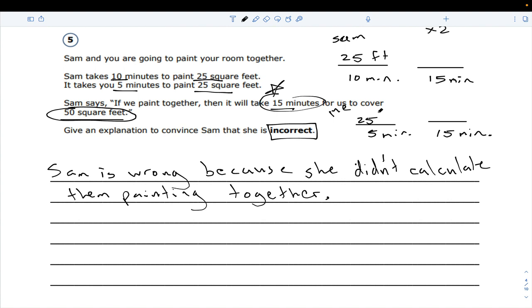Could I find the unit rate of this calculation for myself? How many feet do I paint in 1 minute, Daniel? Yeah. This is 5. And how much would be Sam's? A little bit slower. She's a little fatigued. What's 25 divided by 10? Daniel. Good. Put that unit rate in the middle. And what do I do with it to get the final answer? Cam.